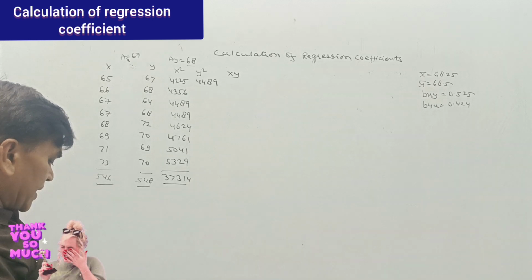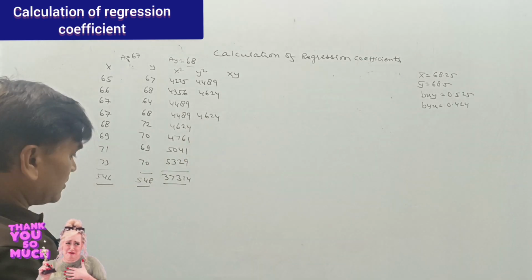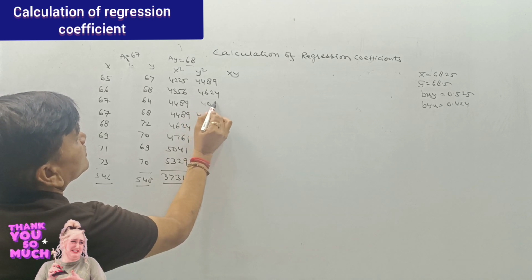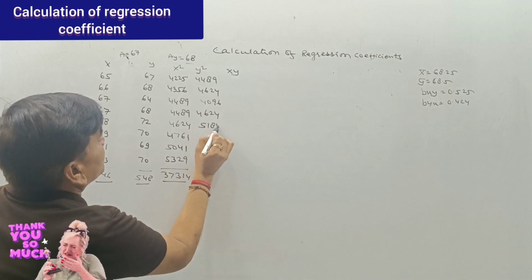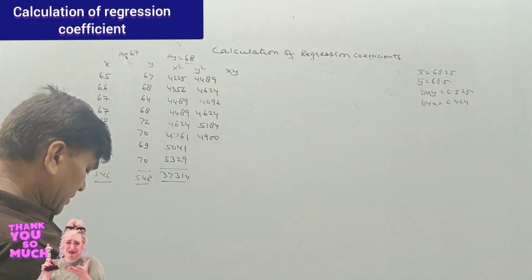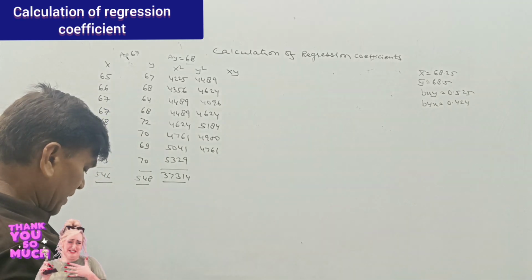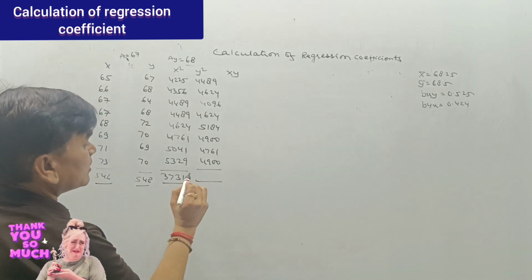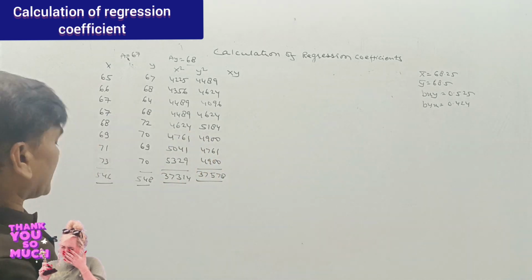Now for getting the Y square value: 67 multiplied by 67, 4489. 68 multiplied by 68, that is 4624, 4624. 64 multiplied by 64, 4096. 72 multiplied by 72, 5184. 70 multiplied by 70, 4900. 69 multiplied by 69, 4761. And the last one, 70 multiplied by 70, 4900. So the addition of this will be 37578.